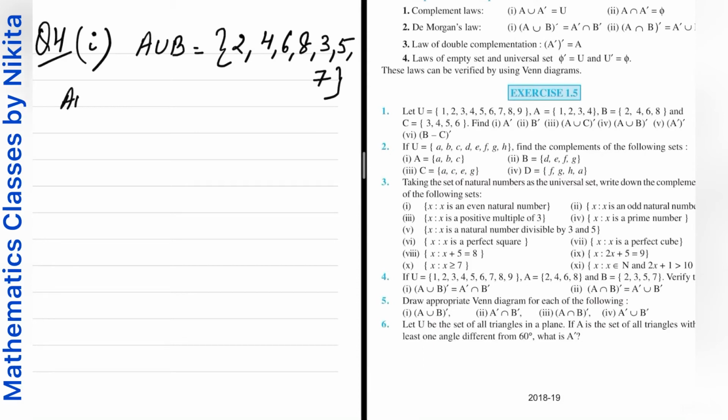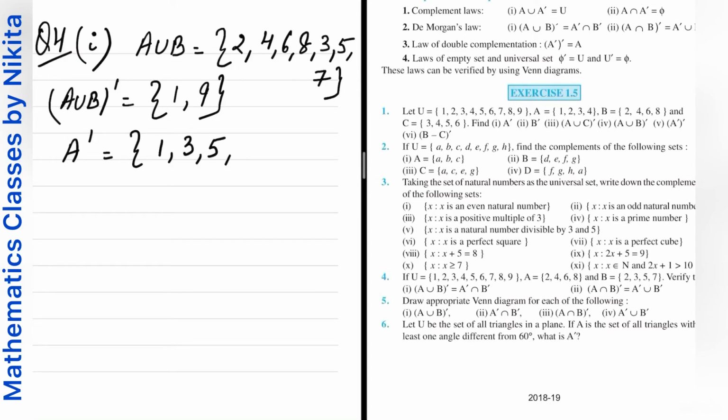Now find the complement of this set with respect to U. So U contains the first 9 natural numbers. The complement would be 1, 2 is there, 3 is there, 4 is there, 5 is there, 6 is there, 7 is there, 8 is there. So 1 and 9. Now let's find what is A complement. Now A complement is 1, 3, 5, then you will have 7 and then 9. So this is A complement.